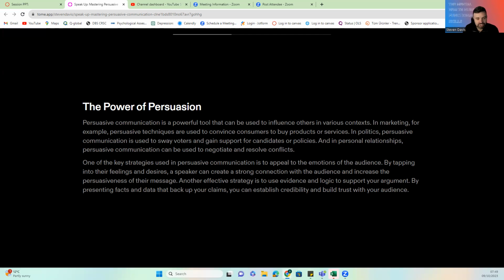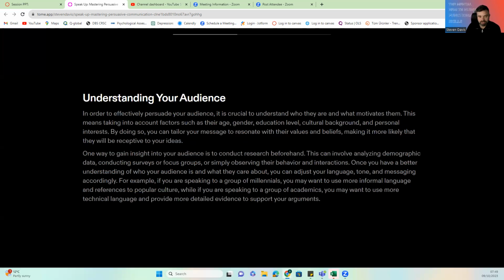One of the key strategies used in persuasive communication is to appeal to the emotions of the audience. By tapping into their feelings and desires, a speaker can create a strong connection with the audience and increase the persuasiveness of their message. Another effective strategy is to use evidence and logic to support your argument. By presenting the facts and data that back up your claims, you can establish credibility and build trust with your audience.